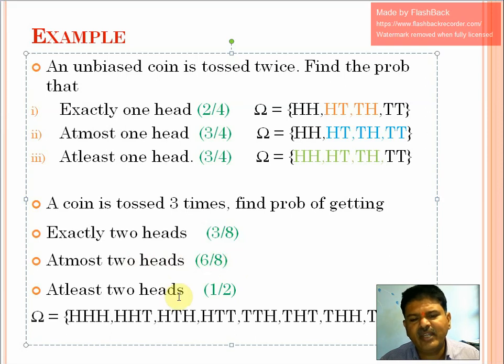What is at least 2 heads? Minimum 2 heads. Favorable are HHH, HHT, HTH and THH. These are those which are not favorable: HTT, TTH, THT and TTT. These are 4 cases which are not favorable. So the favorable cases are 4. The total number of cases is 8. For at least 2 heads, the probability is 1 by 2.